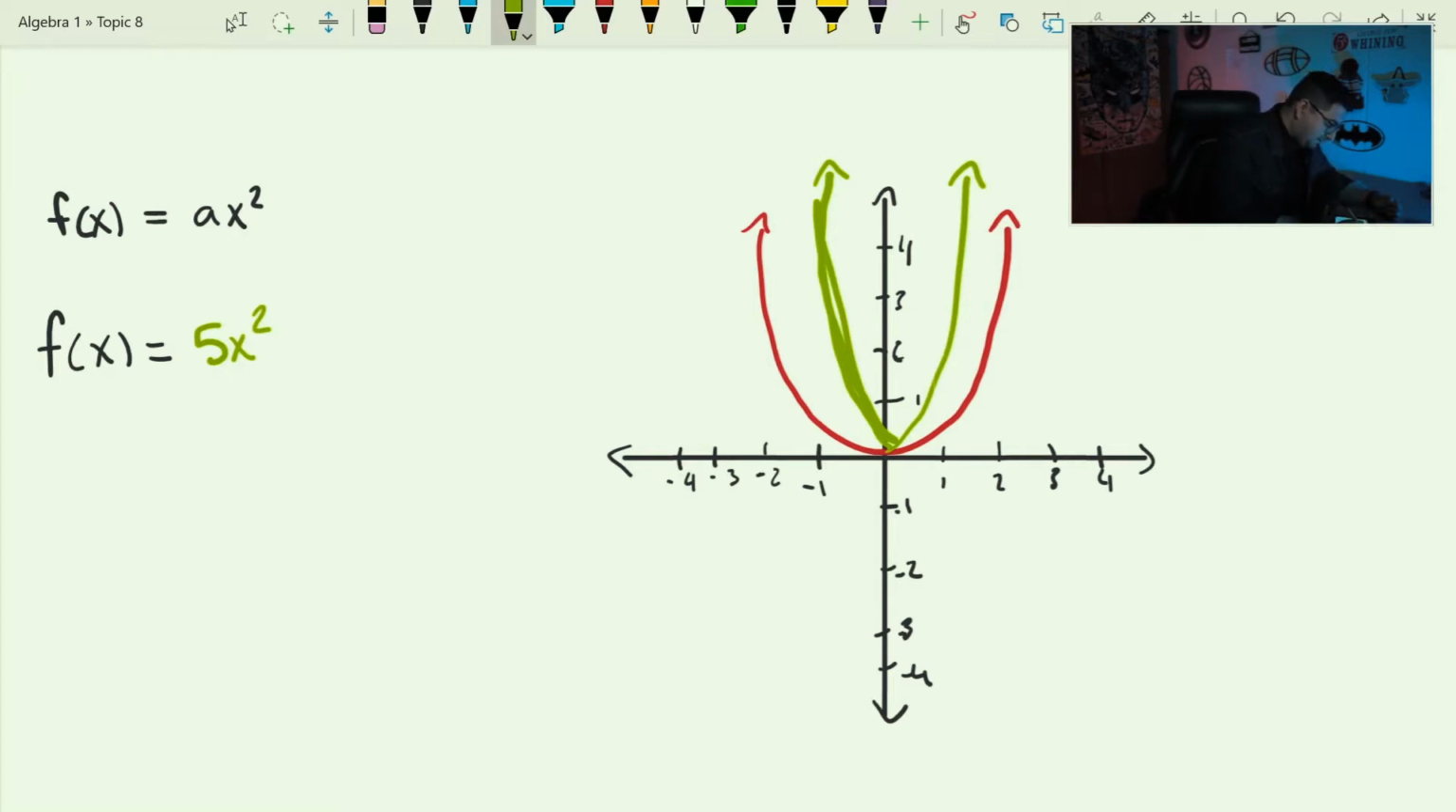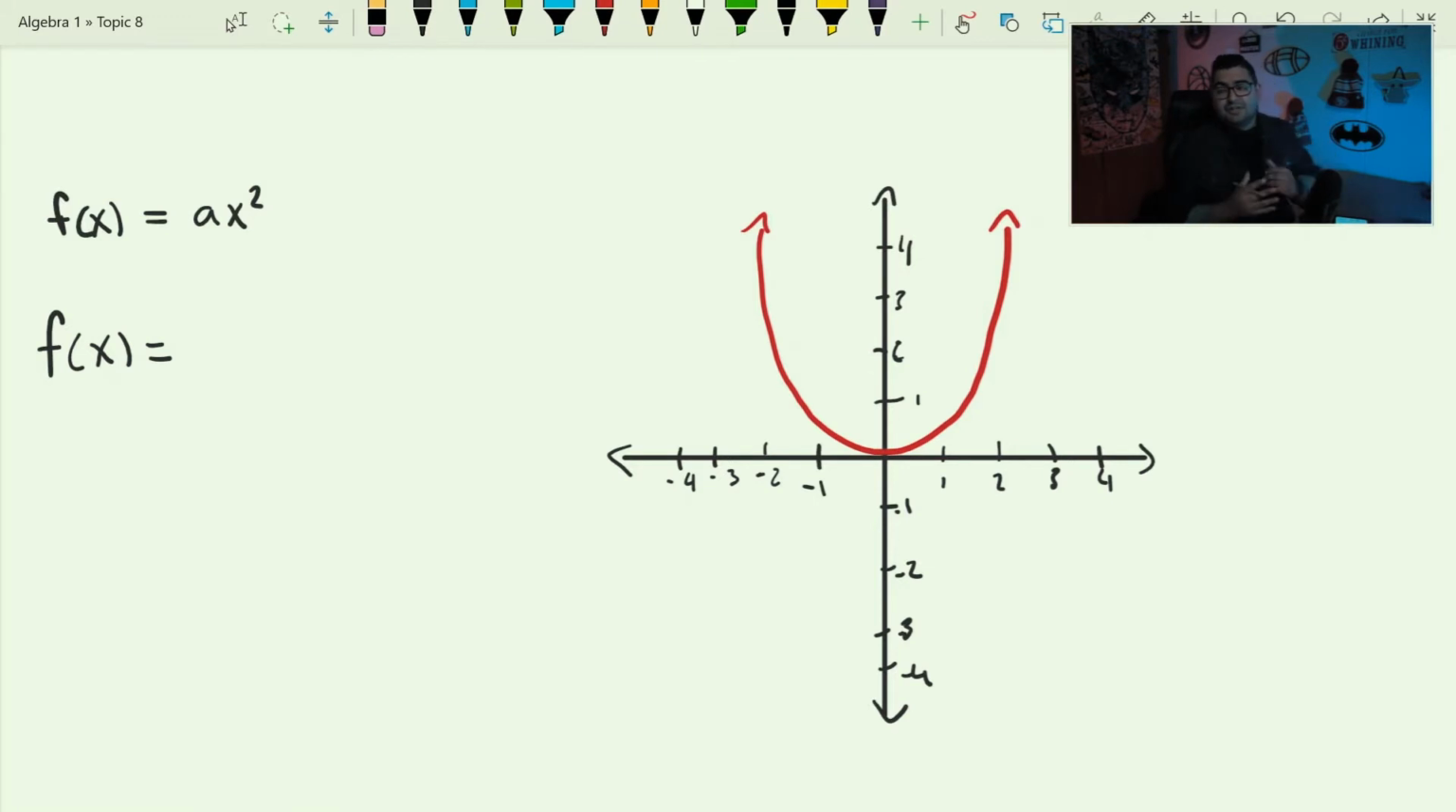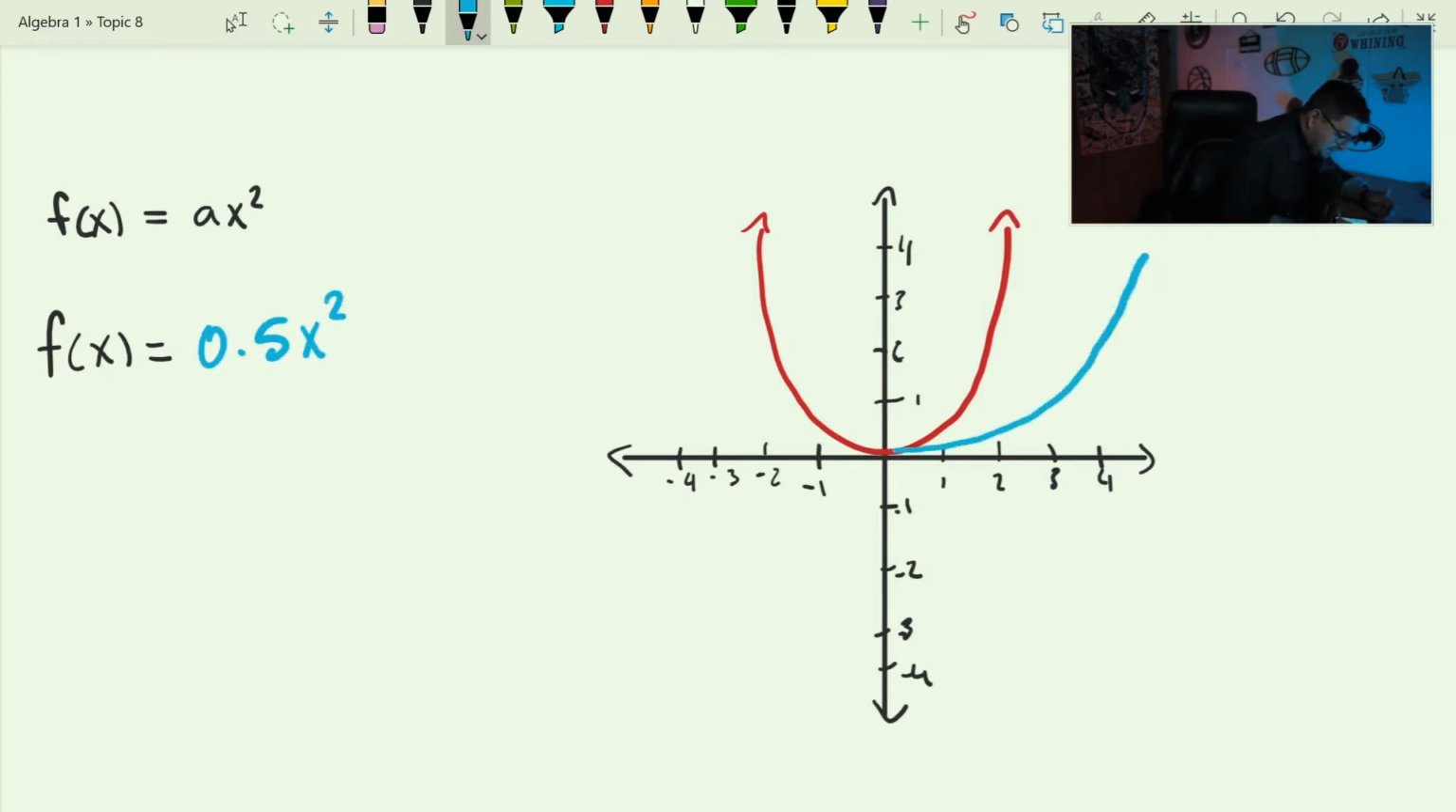The other thing, if you want a wider parabola, then we have to choose a number that's between 0 and 1. And the smaller it is, or the closer it is to 0, the wider it'll get. So if I choose something like maybe 0.5x squared, you'll see that we end up getting a parabola that's a bit more wide.